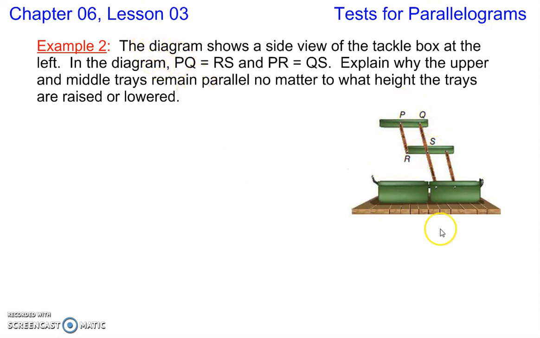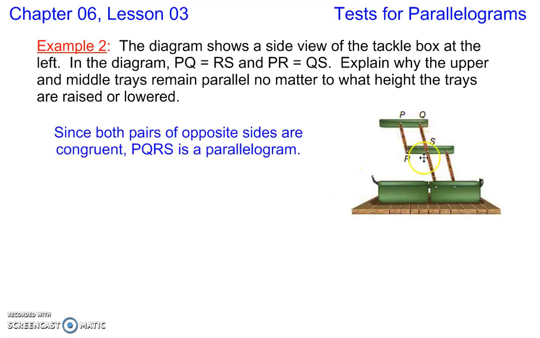All right. In this diagram, we see a side view of a tackle box. In the diagram, PQ is equal to RS, and PR is equal to QS. All right, so right here we're looking at this quadrilateral. Explain why the upper and middle trays remain parallel no matter what the height of the trays.